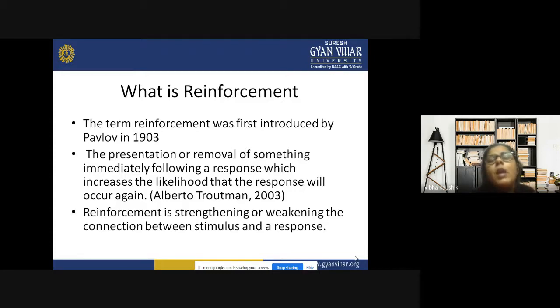Now, for example, I asked a student to just switch on the fan. Now, this is the stimulus that is motivating the student to switch on the fan. What will be the response? That the student will go and switch on the fan. Now, I haven't given any reinforcement to the student. The next time when I give the student some instruction, a stimulus to perform a duty, he might not respond. So what we can say is that if reinforcement is not presented to the student, then the connection between stimulus and response weakens.